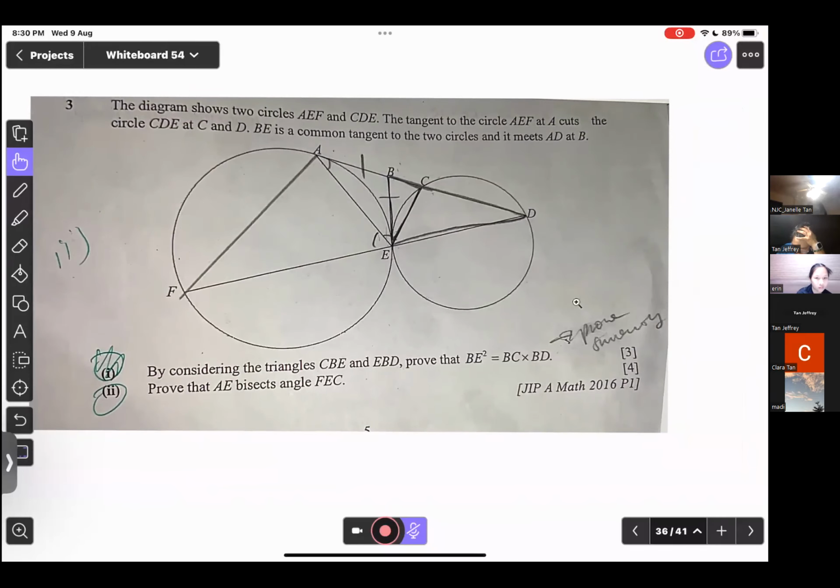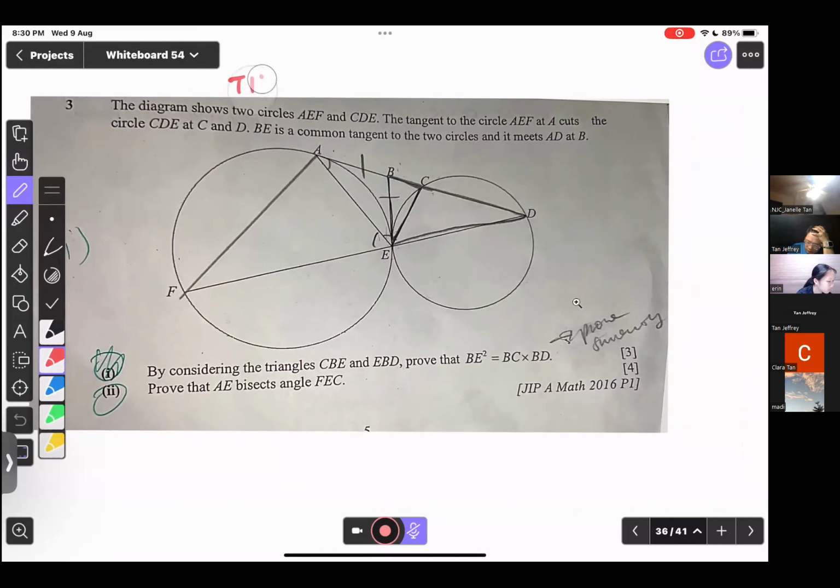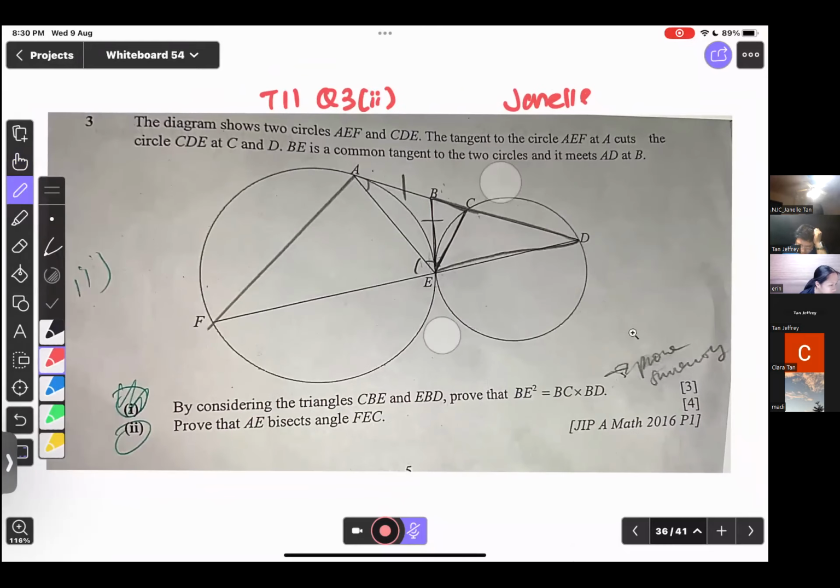Okay, AE bisects FEC. So this is topic 11, question 3, part 2, asked by Janelle. So I see a tangent here. Then there's a chord. So I call this angle X. That means this will also be angle X. Is that okay with you? It's also alternate segment theorem or the tangent chord theorem. Then I see this chord, same line, and then another line. Can I say that this angle Y will be angle Y here?